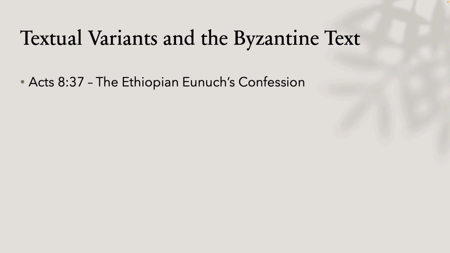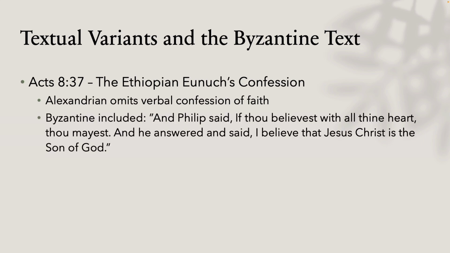And then we have Acts 8:37, which is the Ethiopian eunuch's confession of faith. So the Alexandrian omits any verbal confession of faith. And then the Byzantine includes, this is basically the whole verse. And Philip said, "If thou believest with all thine heart, thou mayest." And he answered and said, "I believe that Jesus is the Son of God." So that's removed from the Alexandrian text.